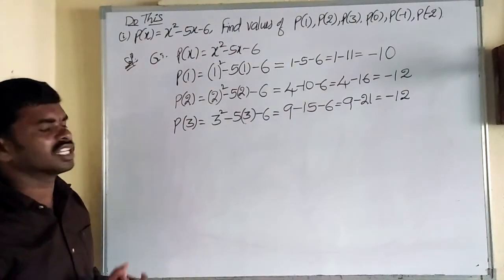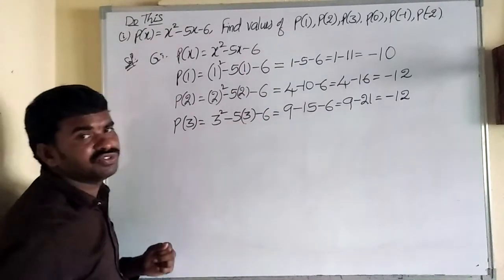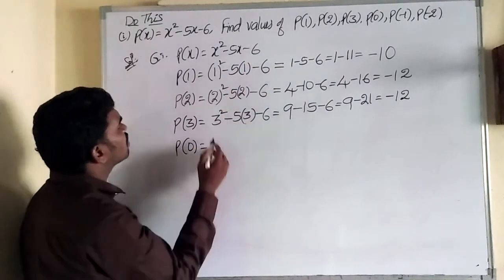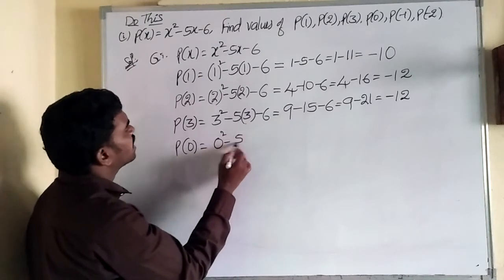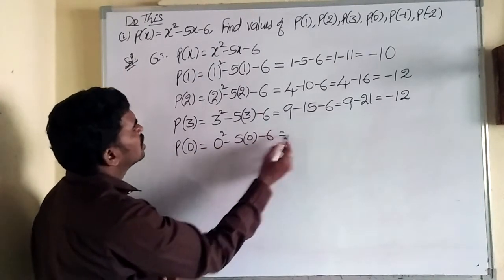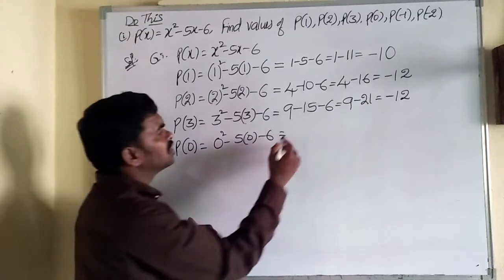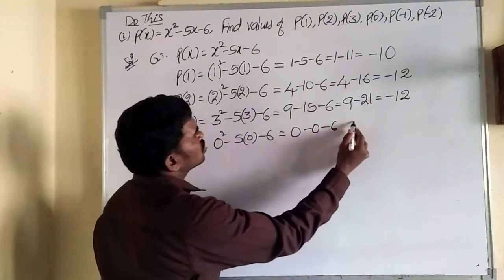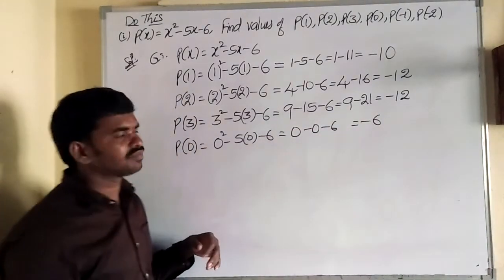Next, p of 0. Substitute 0 in place of x. 0 square minus 5 into 0 minus 6. 0 square means 0 into 0, 0. 5 into 0 is 0, minus 6. So only minus 6 is there.